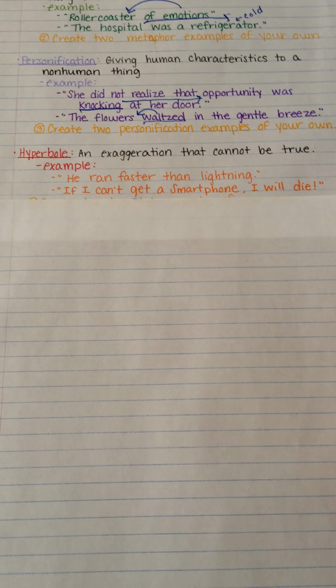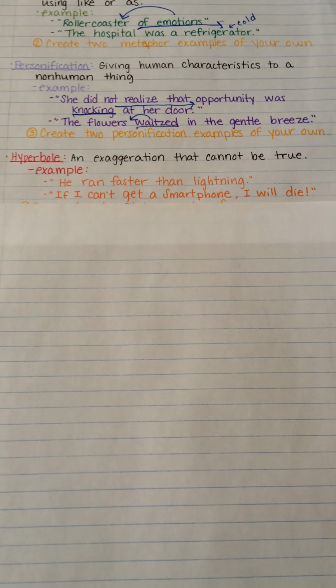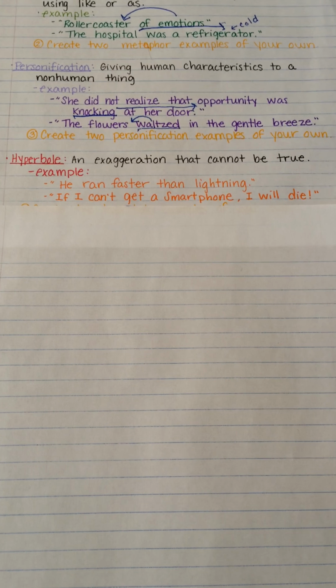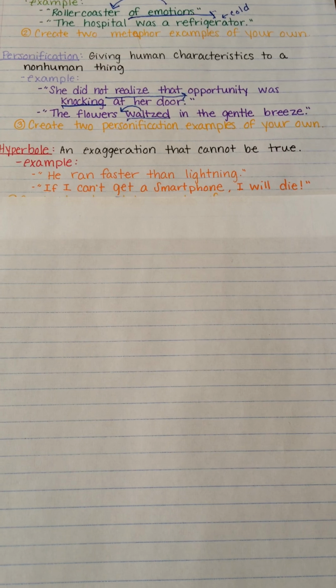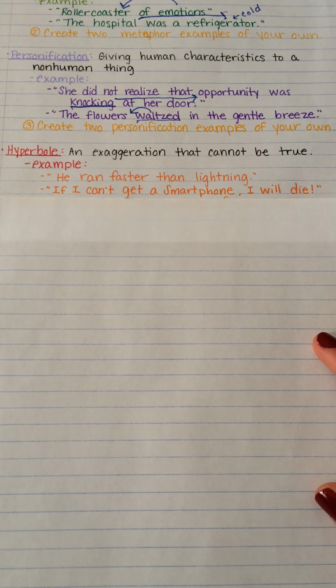Another example, if I can't get a smartphone, I will die. Now this is a hyperbole because if a person doesn't have a smartphone, they won't actually die. This is saying that they really want it and they're trying to convince someone how much they need it.